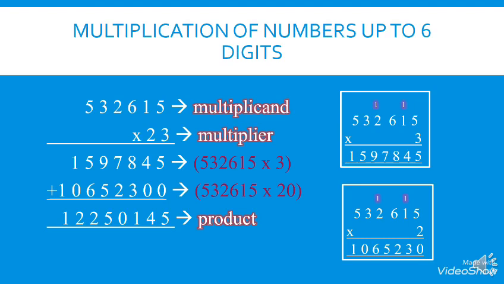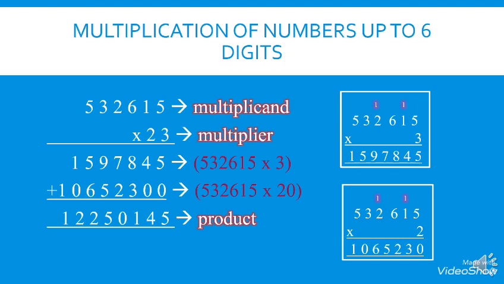So you can see in this question 532,615 is multiplicand and 23 is multiplier. Now we start the multiplication. We have to write these values vertically. We start the multiplication in the first step with 3, at the unit place of the multiplier. We always start with the unit place of the multiplier. So we start with 3.